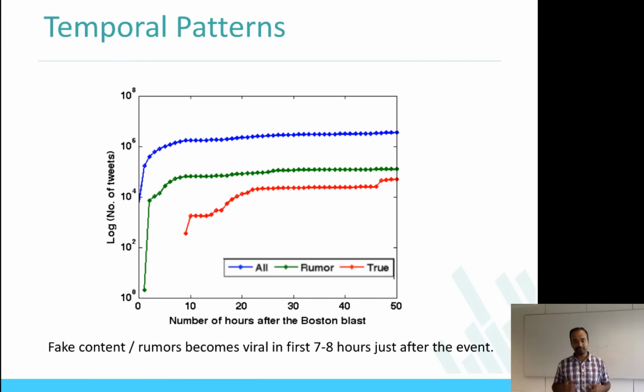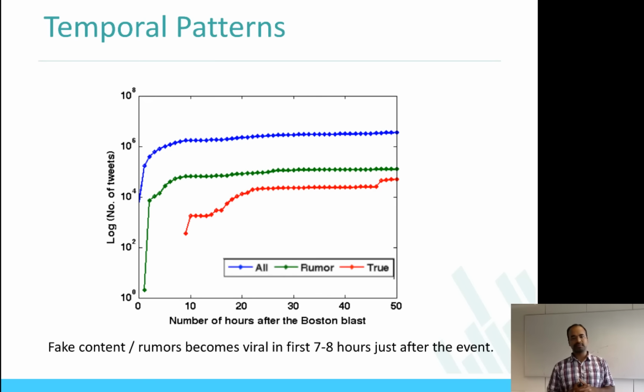So let's take a look at this graph. To help you read it, the x-axis is the number of hours after the Boston blast, the blast that happened in the US, and the y-axis is log of tweets. Basically, what does it show? It shows, at any given point in time after the Boston blast, how many tweets have been uploaded on Twitter. There are three different colors in this graph: blue, green, and red.